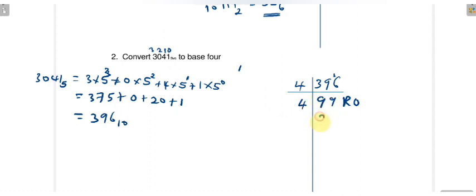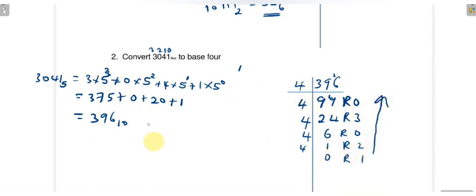I'll divide 9 by 4. That's 2. Remainder 1. I'll add that 1 to this. 19 divided by 4 is 4. Remainder 3. Okay, we'll divide by 4 again. 24 divided by 4, that's 6. Remainder 0. Then we'll divide 6 by 4. 1, remainder 2. And 1 divided by 4, that is 0. Remainder 1, we'll take this one, put it here, then we'll write this upward.